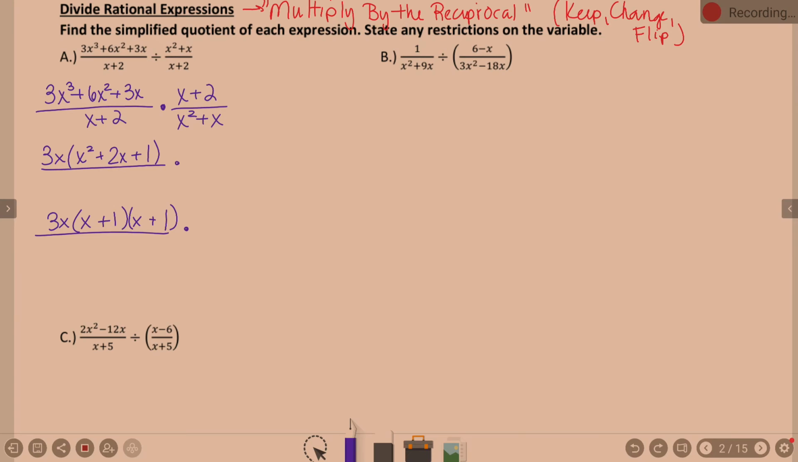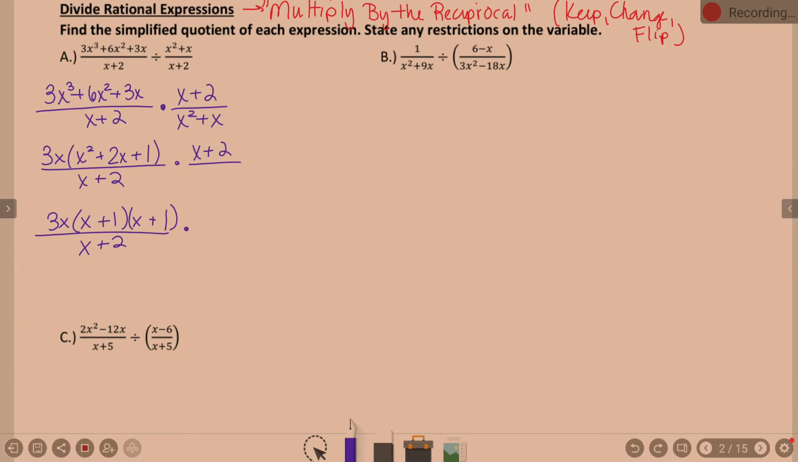What about that denominator of x plus 2? No GCF. It's already linear. x plus 2 just stays x plus 2. What about my next numerator? What about x plus 2? Well, it didn't factor a moment ago, so guess what? It's still not factoring. What about x squared plus x?